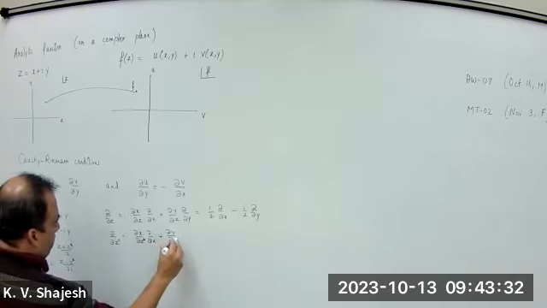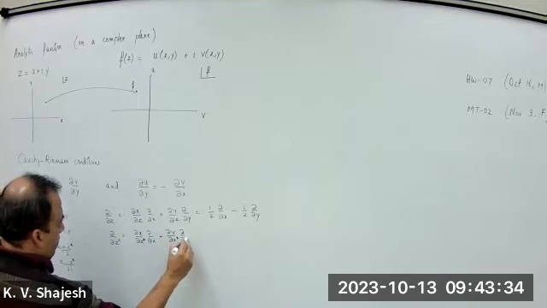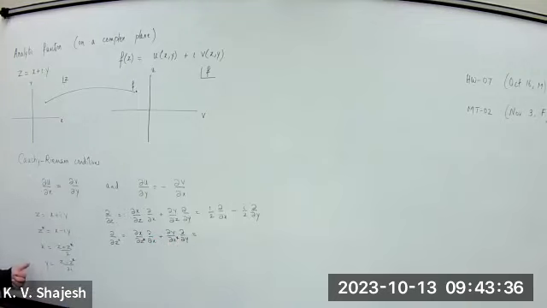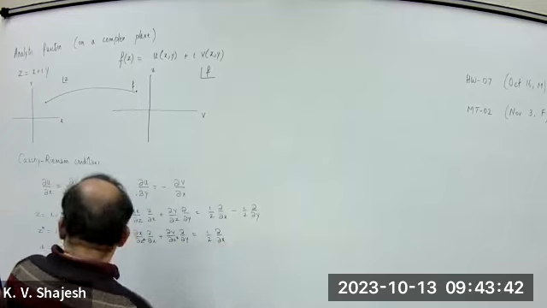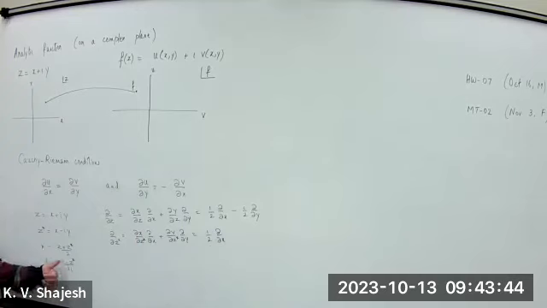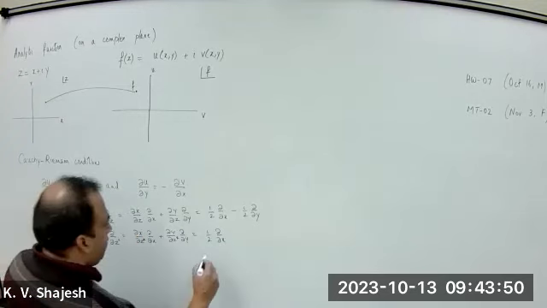And the second is d by dz star, do the same thing. And this comes out to be, again, x with respect to z star is again 1 by 2. But now y with respect to z star is minus 1 over 2i, multiply the i on both sides, so it is plus i by 2.